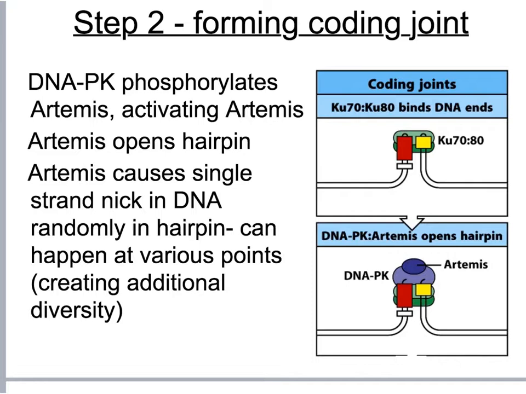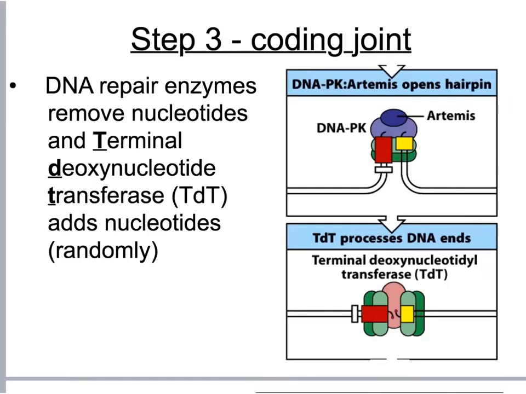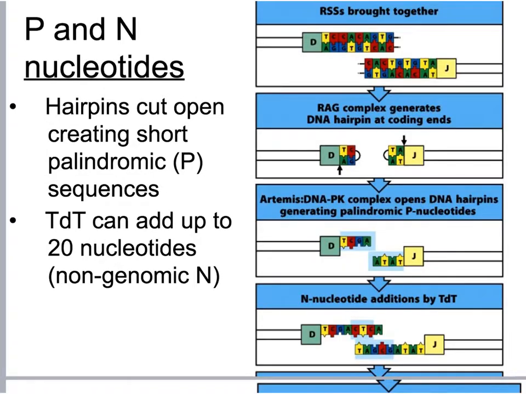DNA-PK phosphorylates Artemis. Artemis is a nuclease, and it's interesting because it only causes one nick in the DNA on one side. So it only opens, it doesn't cut the whole thing off. It just opens one side. And then TdT comes in and does crazy stuff. So that's what we're going to talk a little bit more about, the TdT.